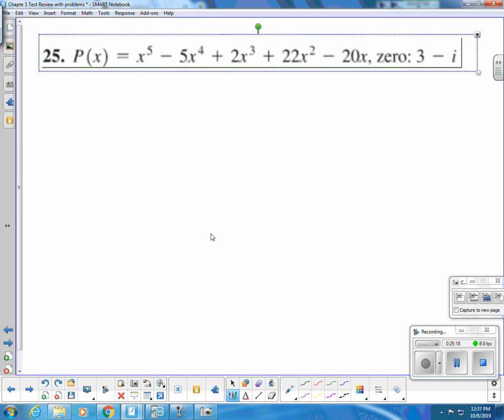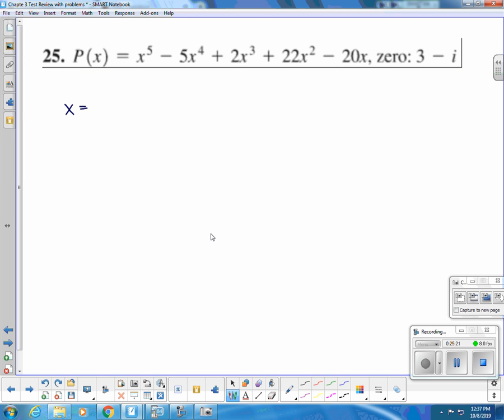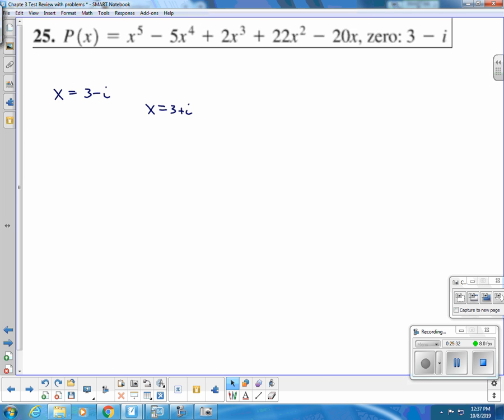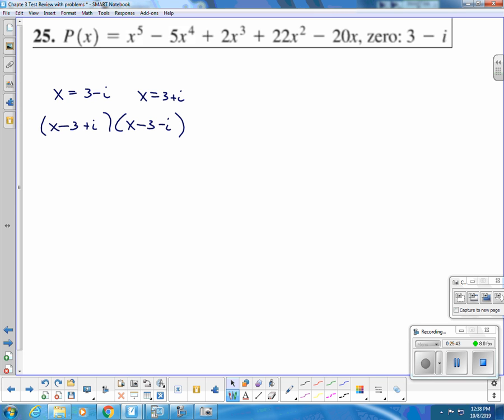Okay, I'm not going to rewrite the question. So they gave you the 0, x equals 3 minus i. What else do you know right now? Conjugate. The conjugate, x equals 3 plus i. Good. Then what do we have to do? Write them into factors, right? I think that's kind of what you would say. Then what do you have to do? Multiply them all together.